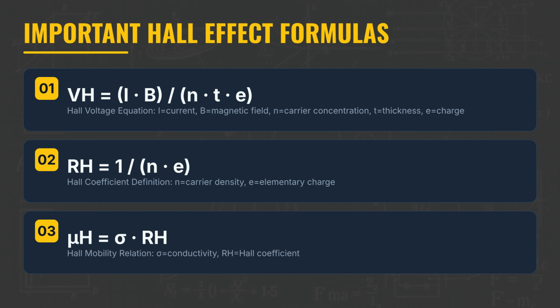Let's summarize the important Hall effect formulas. Hall voltage is V H equals I times B over n times t times e. The Hall coefficient is RH equals 1 over n times e. Hall mobility is the product of electrical conductivity and the Hall coefficient.